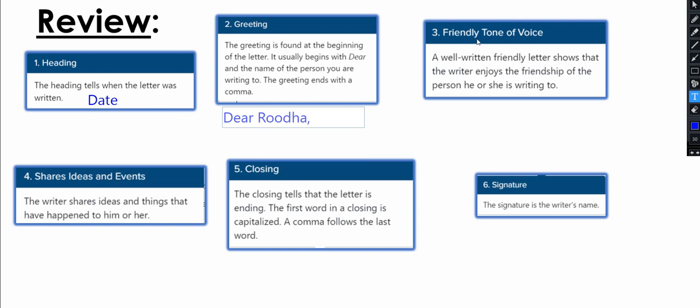Then, number 3, friendly tone of voice. A well-written friendly letter shows that the writer enjoys the friendship of the person he or she is writing to. Number 4, shares ideas and events. The writer shares ideas and things that have happened to him or her. So, number 3 and number 4 are parts of the body. It has to have number 3 and number 4.